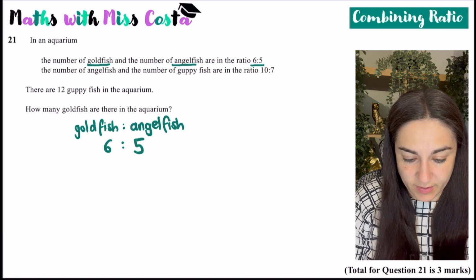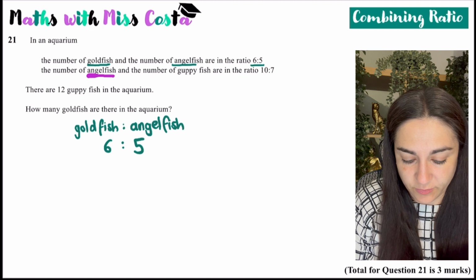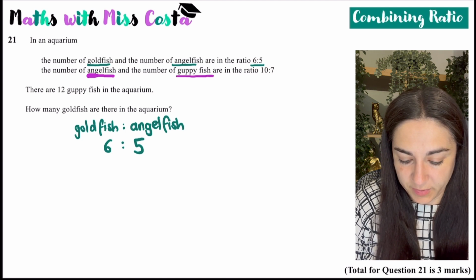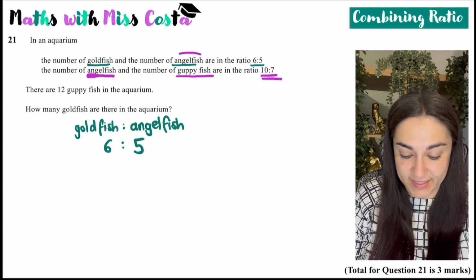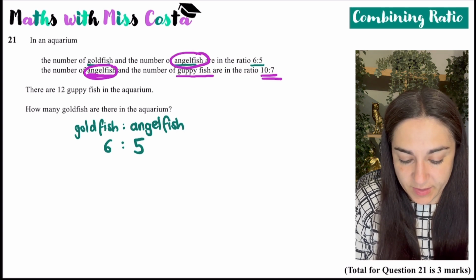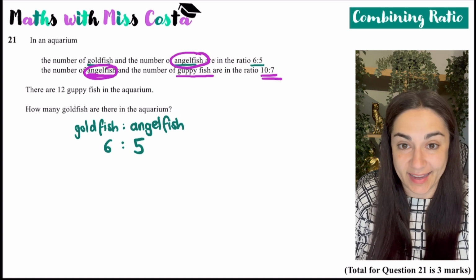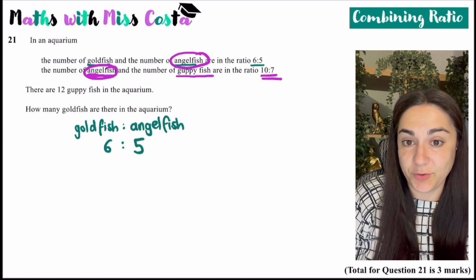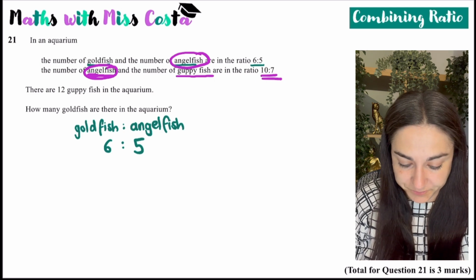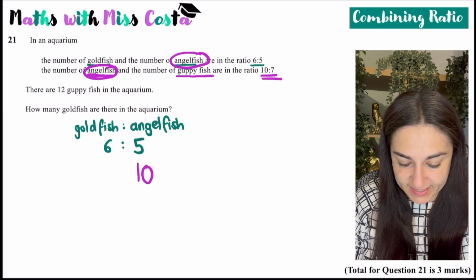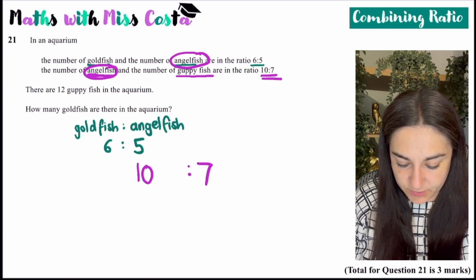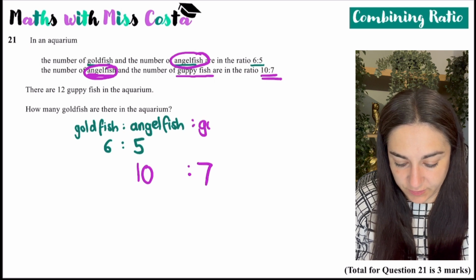And then I'm told that the number of angelfish and the number of guppyfish are in the ratio 10:7. So what you might notice is that angelfish appear in the first ratio and the second ratio. So angelfish are the thing that's in common. So I could write angelfish, the ratio is 10:7, angelfish to guppy.